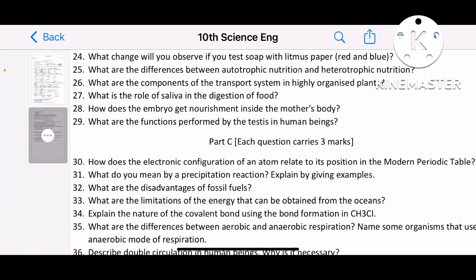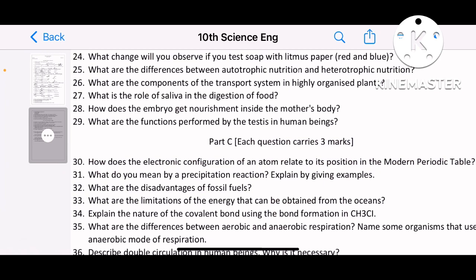Next question is, what is the role of saliva in the digestion of food? So here we have to discuss the role of saliva. Saliva contains an enzyme called ptyalin, that is salivary amylase, which breaks polysaccharide starch into disaccharide maltose. So that means starch is broken down by the salivary amylase enzyme present in the saliva to produce maltose.